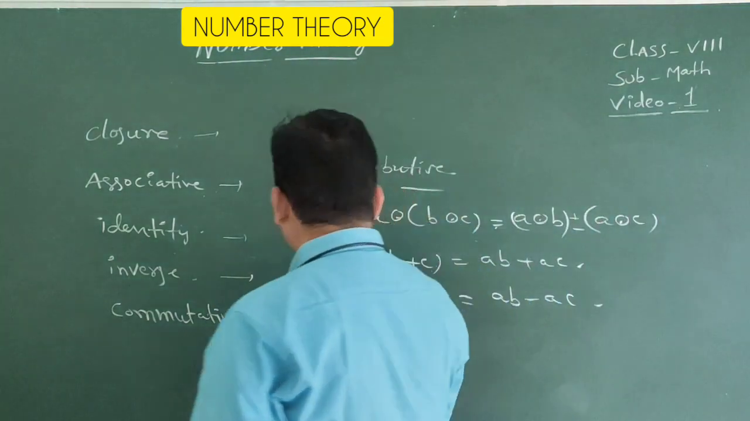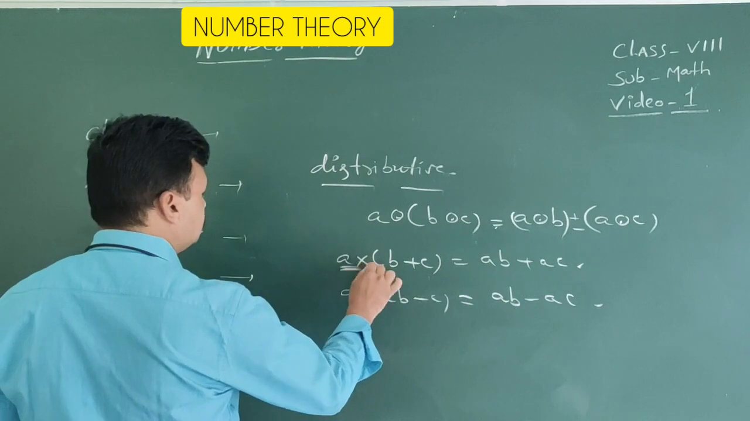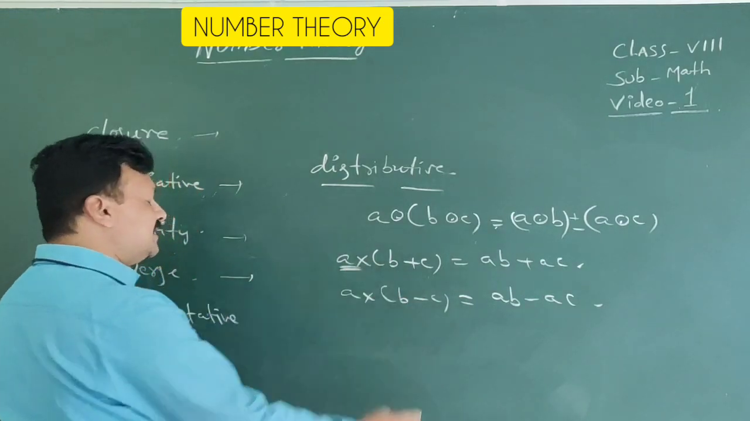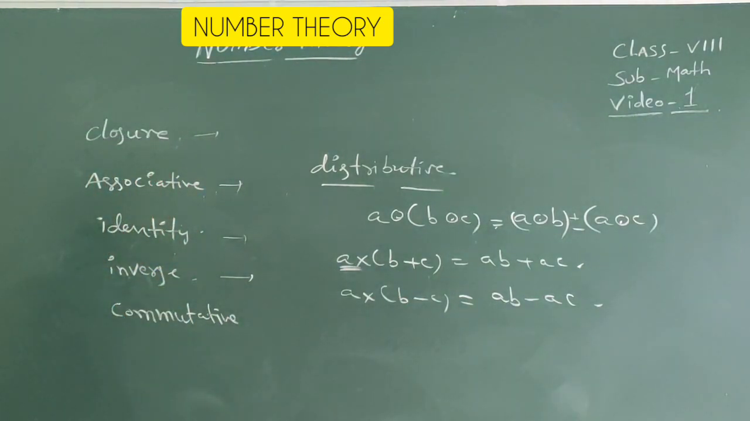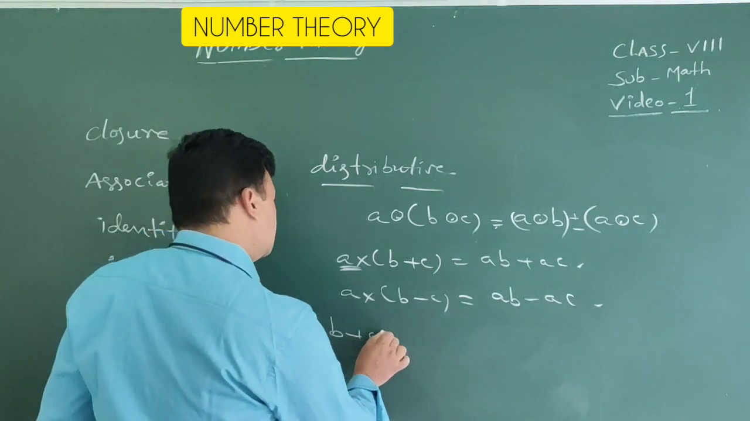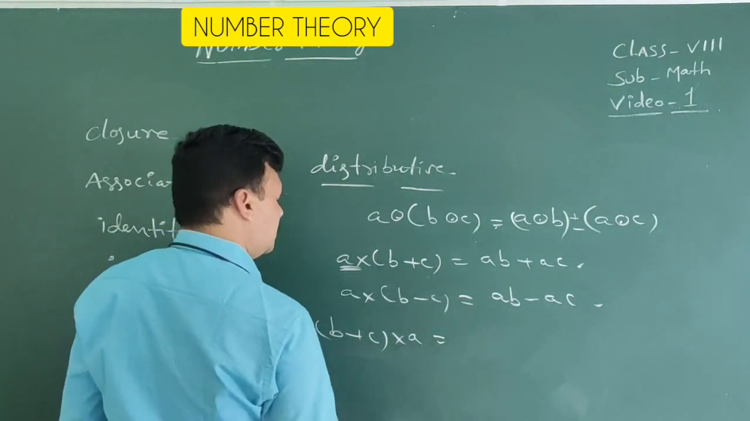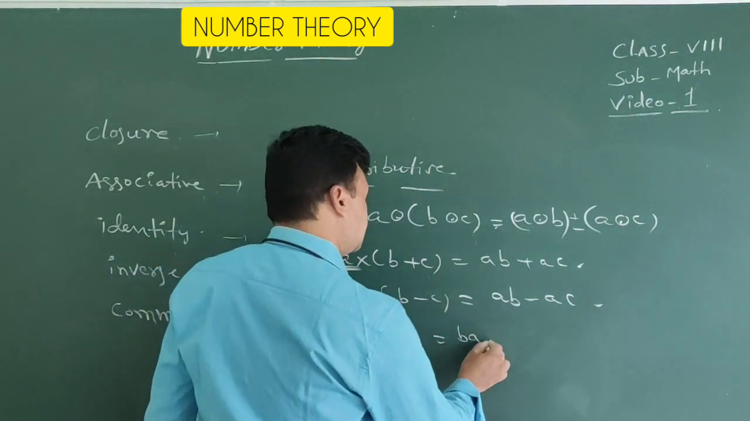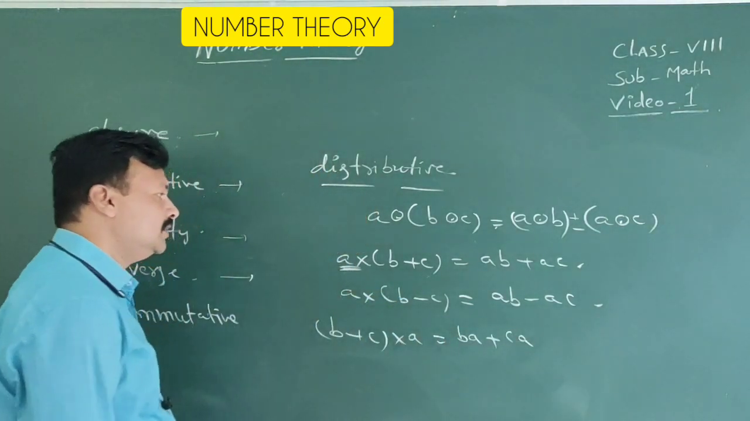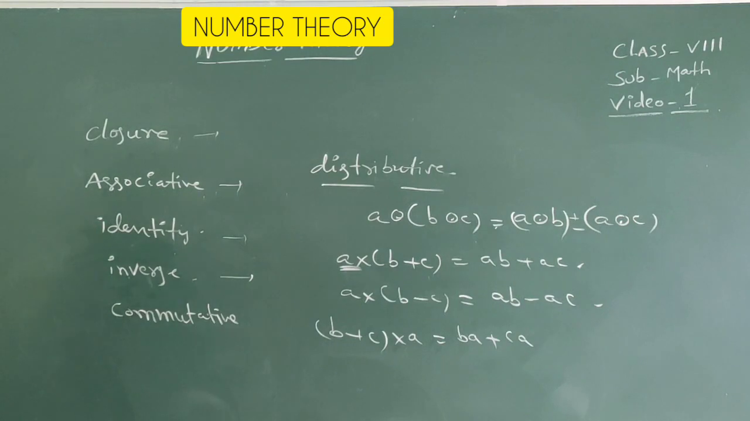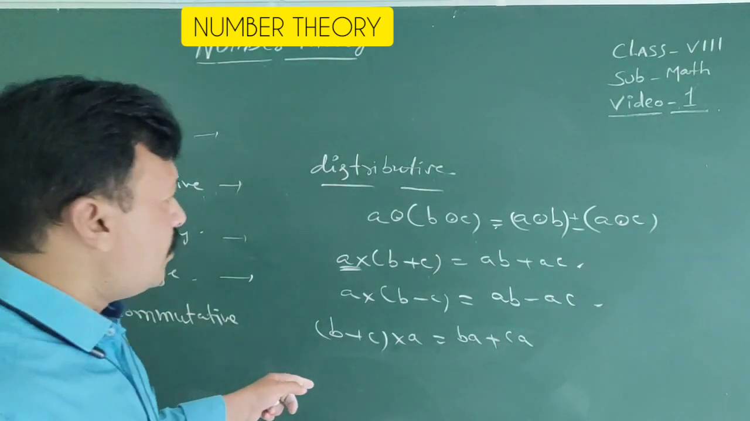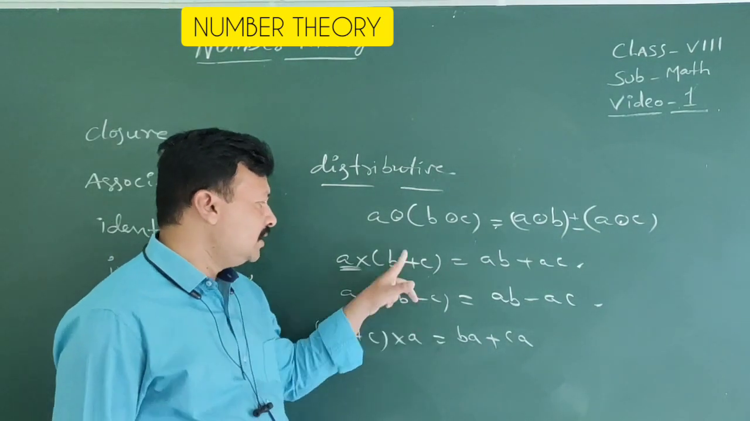Particularly left distributive law. Here a is placed on the left side of the bracket. Sometimes a is placed on the right side of the bracket. That is right distributive. Left distributive and right distributive both hold. In case of natural, whole, integers and rational numbers, distributive also holds. Distributivity of multiplication over addition and over subtraction also holds.